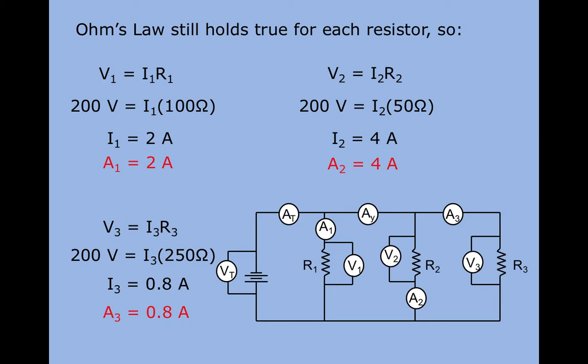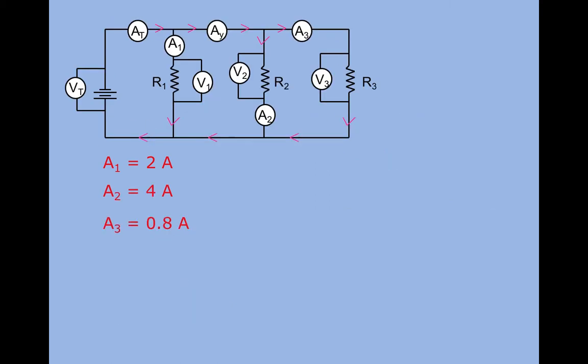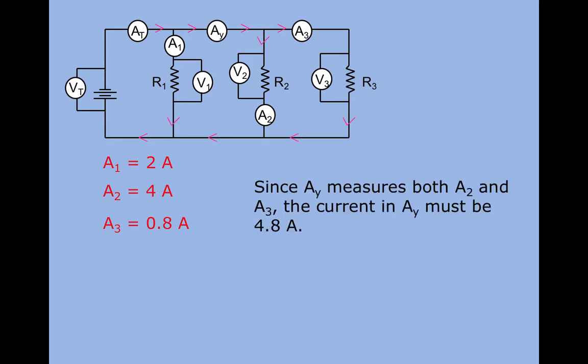Okay, now, there are 2 other ammeters that I have in the diagram, A total and AY. So we need to figure out how much current is traveling through those. Here's a diagram where you can kind of see the path that the current is traveling. Right? So you have some arrows in there showing you where current is going. Notice current is only flowing in one direction. It doesn't go backwards. Right?